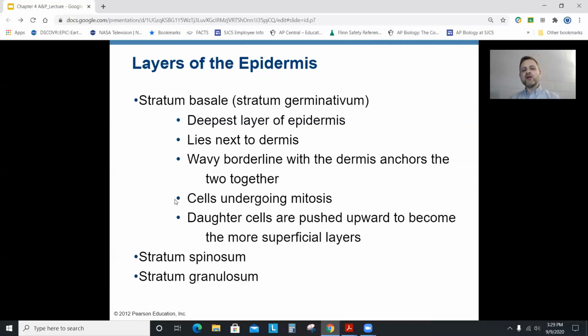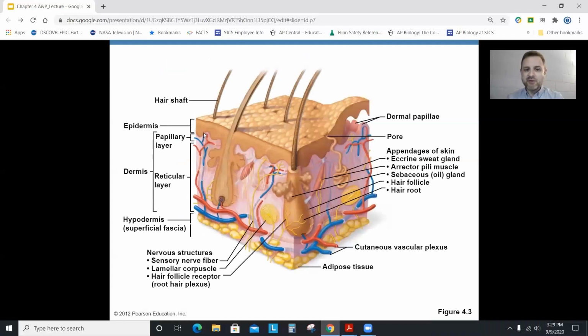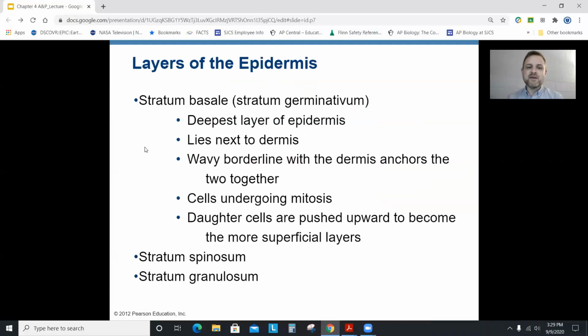Okay, so we're going to go through the layers of the epidermis. So let me go back really quick. Right now we're on the epidermis, this top little part. There are 5 main layers of the epidermis. We're going to start with the deepest and work our way up to the top. The stratum basale is the deepest layer. It's also called the stratum germinativum.